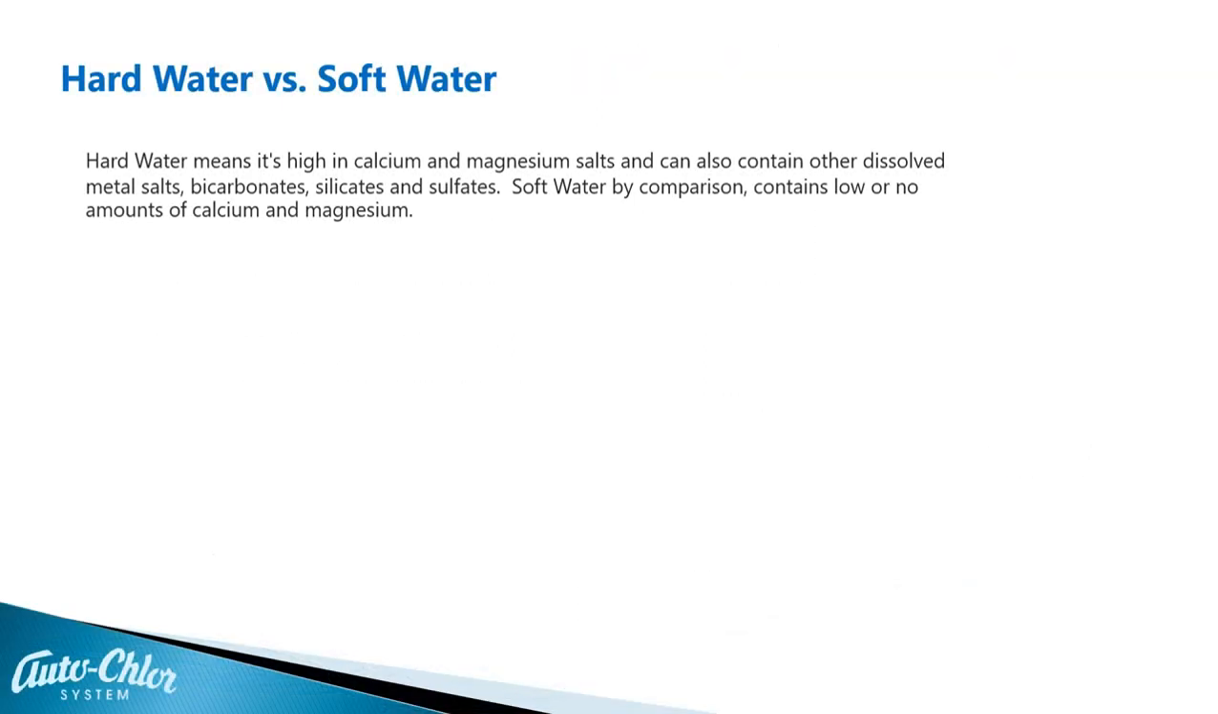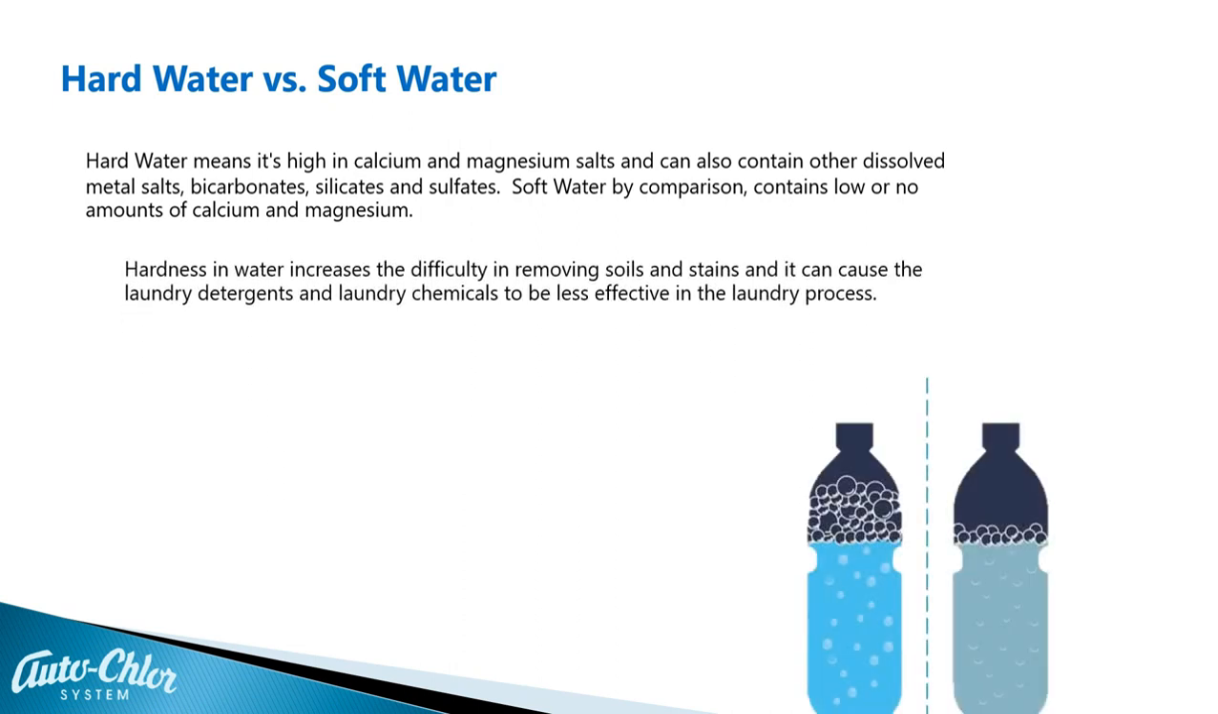Let's take a look at the difference between hard water and soft water. The big difference here is that hard water contains calcium and magnesium salts. Soft water, by comparison, has little to no calcium or magnesium. As the hardness of the water increases, it actually becomes more difficult for us to remove soils. As the hard water increases, it also causes laundry detergents and laundry chemicals to be less effective.